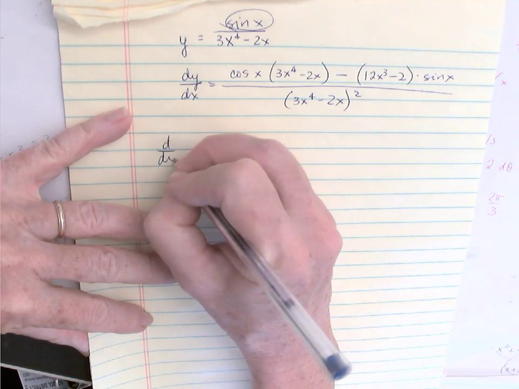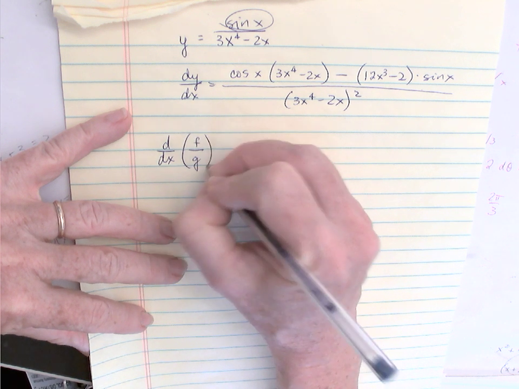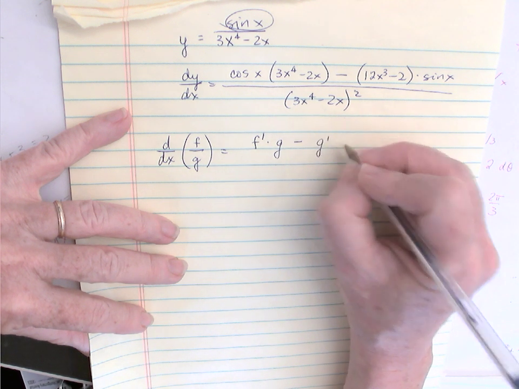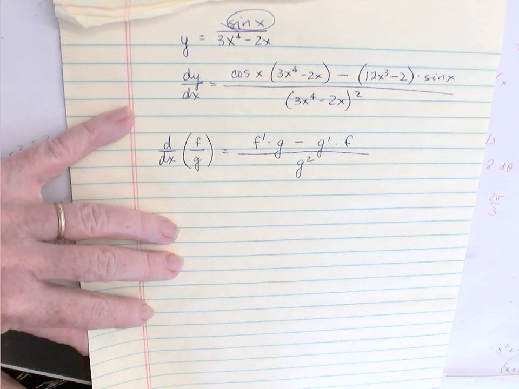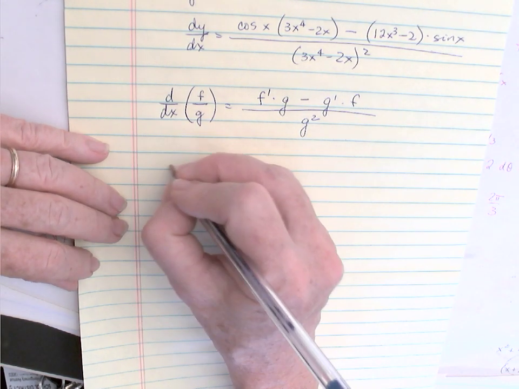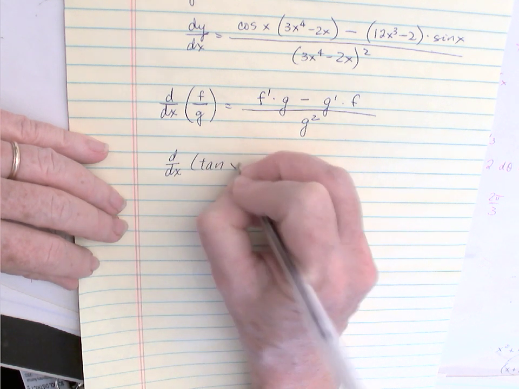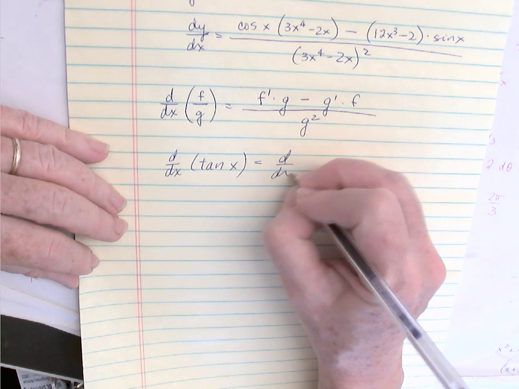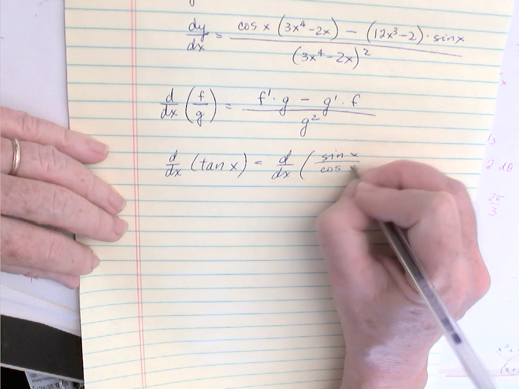So here's the quotient rule. You're taking the derivative of, let's call it f over g. We're going to take the derivative of the top times the bottom minus the derivative of the bottom times the top all over the bottom squared. And here's where the quotient rule becomes kind of useful, because now we can take the derivative of something like tangent of x, as long as we realize that tangent is sine of x over cosine of x.